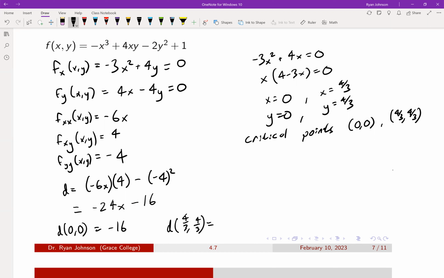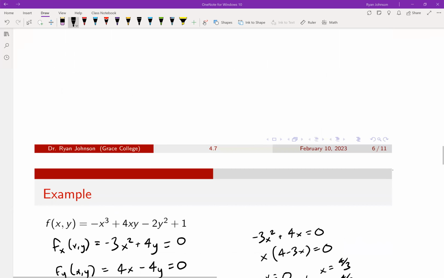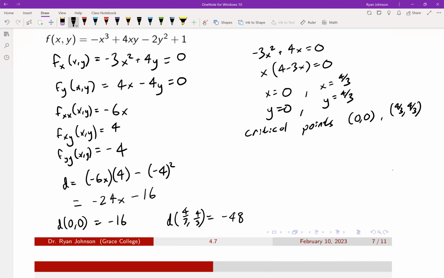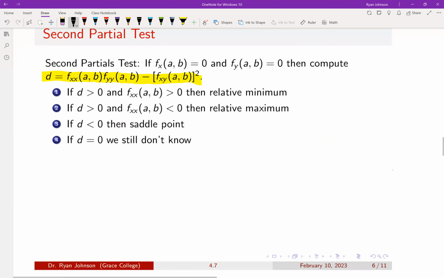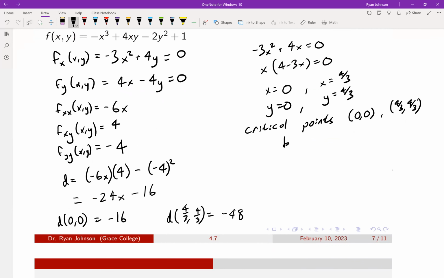So then that's also negative. Let's see here, just double checking that I'm doing it right. There we go. Okay. So then that's going to be negative 32 minus 16. So negative 48. That means that D is less than 0. So they're both saddle points. Both are saddle points.